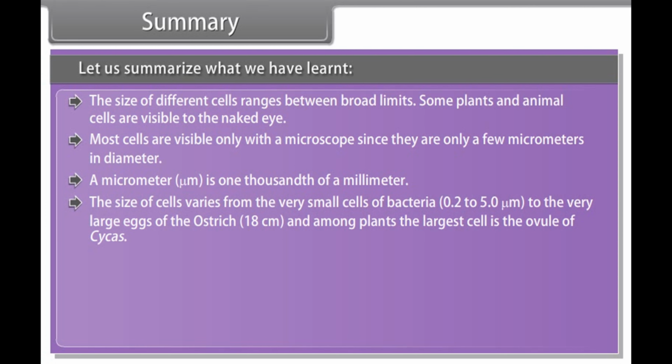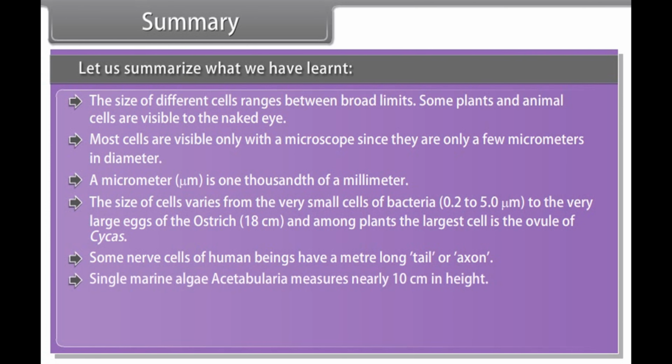The size of cells varies from the very small cells of bacteria, 0.2 to 5 micrometer, to the very large eggs of the ostrich, 18 centimeter, and among plants the largest cell is the ovule of Cycas. Some nerve cells of human beings have a meter-long tail or axon. The single marine alga, Acetabularia, measures nearly 10 centimeter in height.